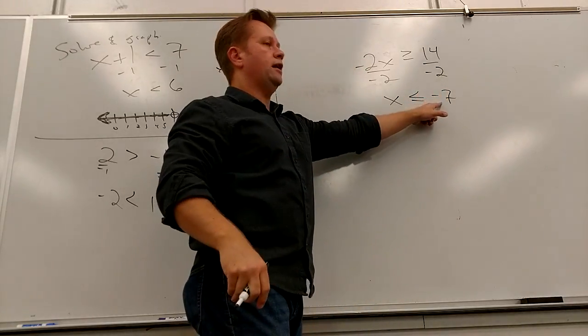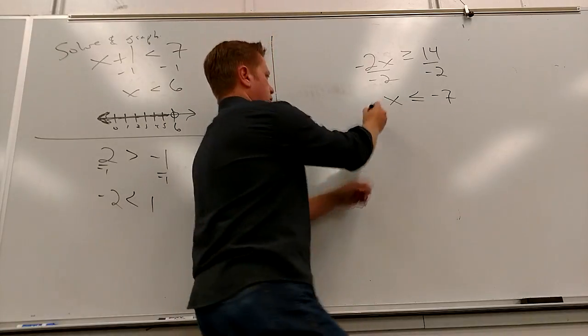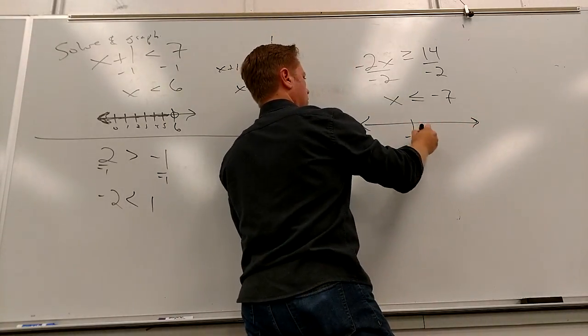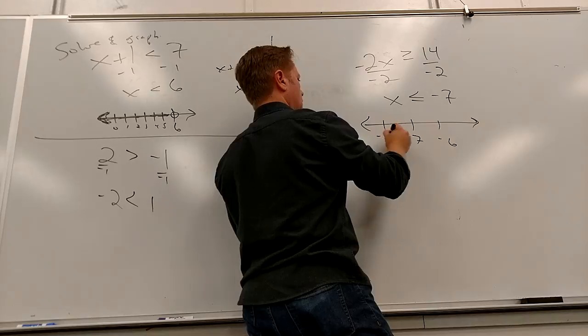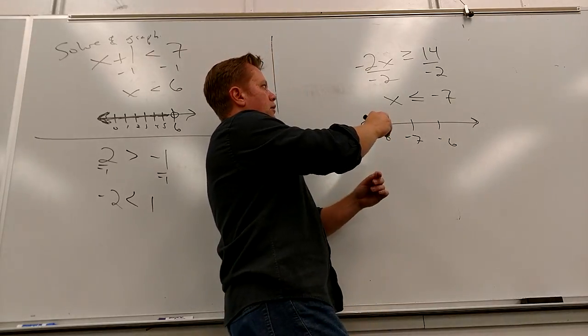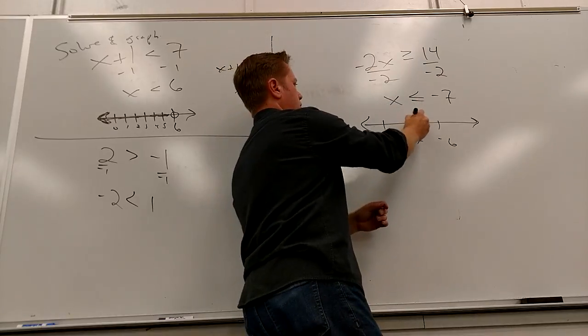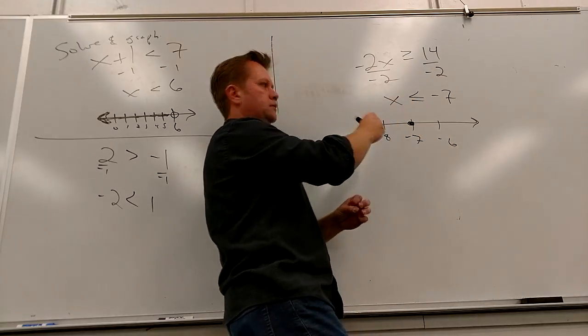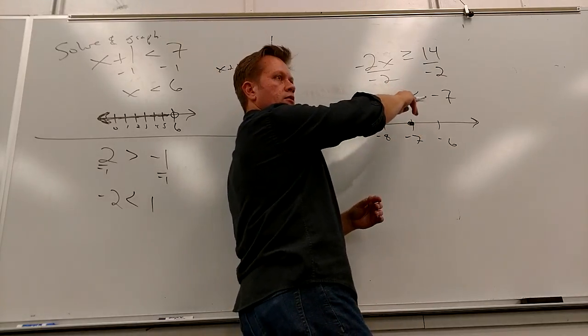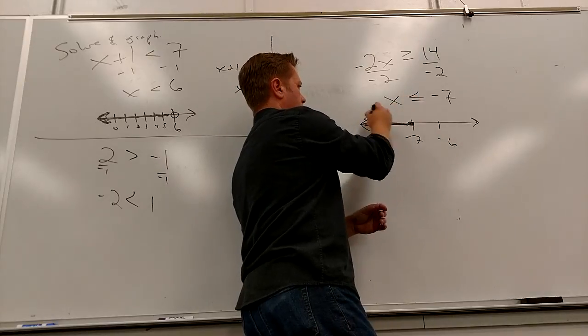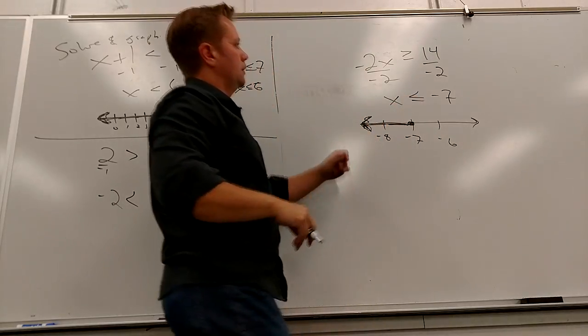If you put a negative 8 in, is that part of the answer? Well, let's graph it first. Negative 7, just to get to the chase here. What kind of circle on the negative 7? Closed. A circle, or a bracket. That would be awesome. And then you shade which way? That way.